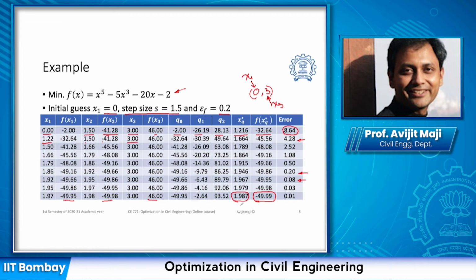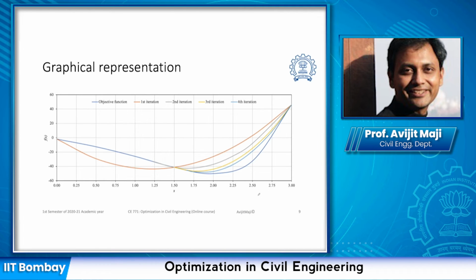Hence this is my x star, or the optimum point for the given objective function, and this is the objective function value, optimum objective function value. Now we'll look into this method through a graphical representation. So in this graphical representation, first the objective function which we have can be represented by this blue line. This is the objective function between 0 and 3.